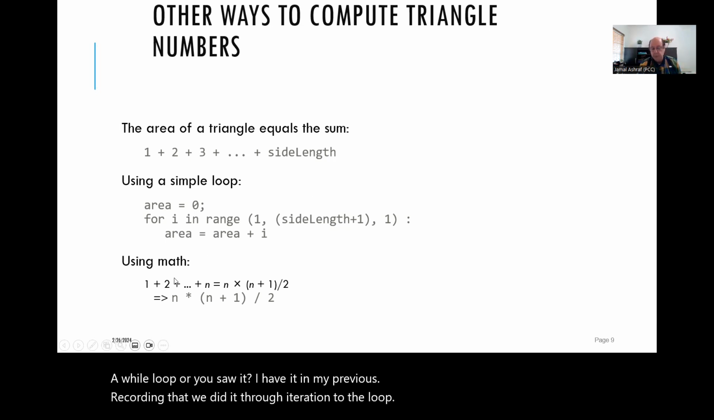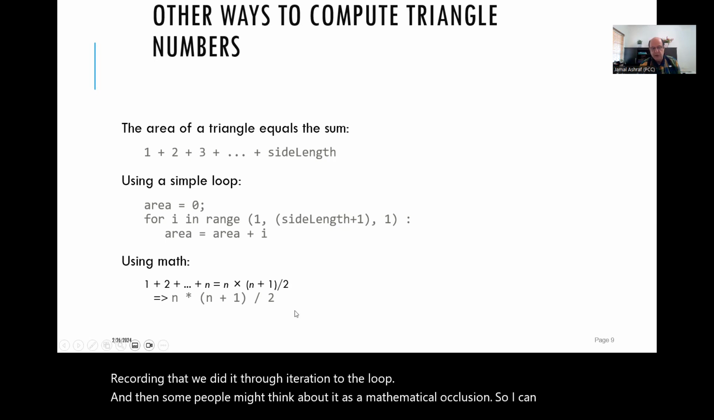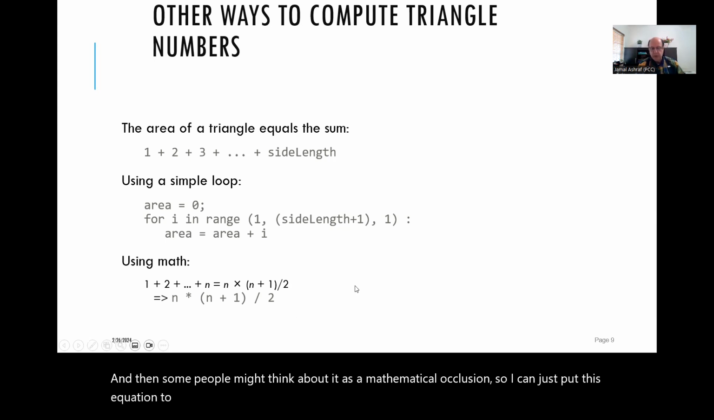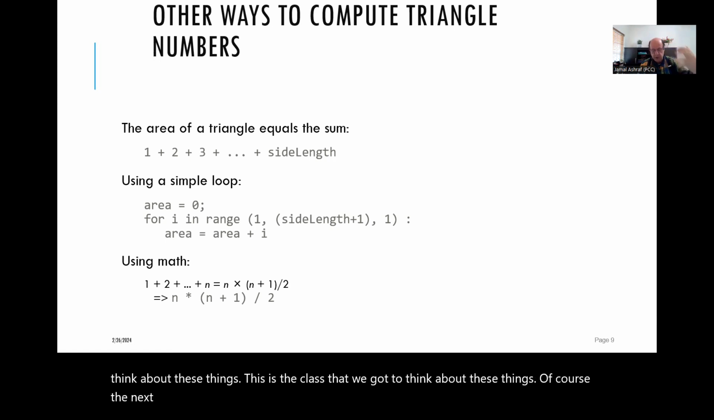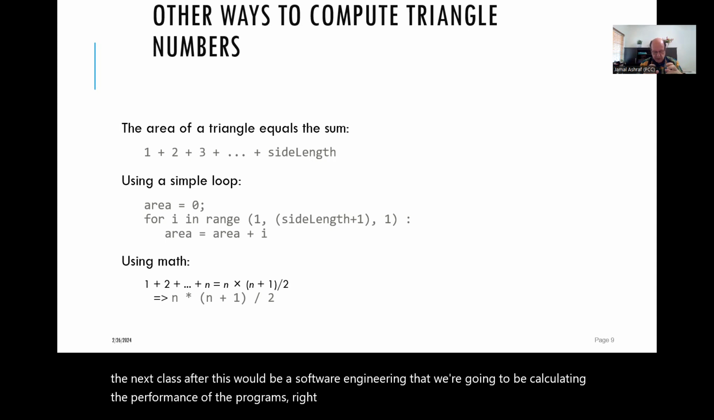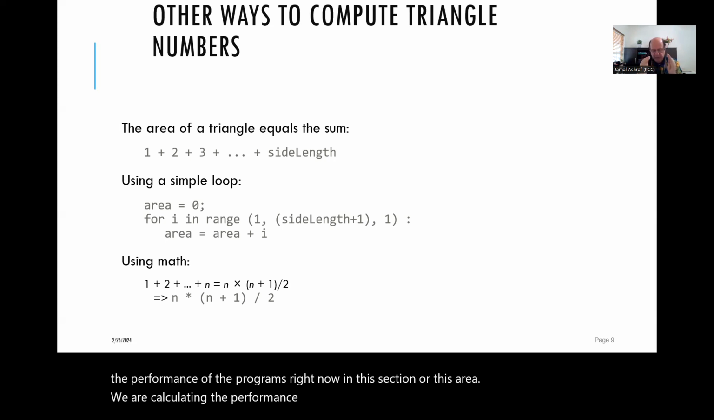And then, some people might think about it as a mathematical equation. So I can just put this equation to calculate this. I don't really need to go through all this algorithm. So we got to think about these things. This is the class that we got to think about these things. Of course, the next class after this would be software engineering, that we're going to be calculating the performance of the programs. Right now, in this section or this area, we are calculating the performance of one method or function.